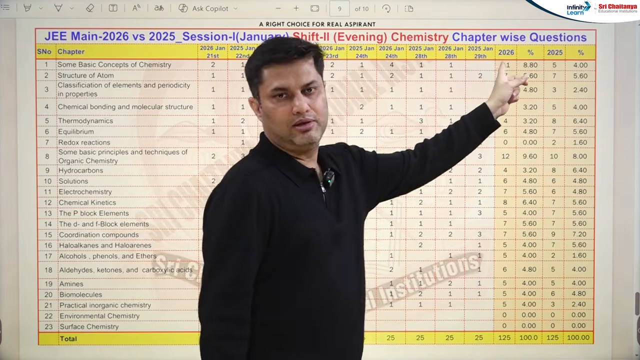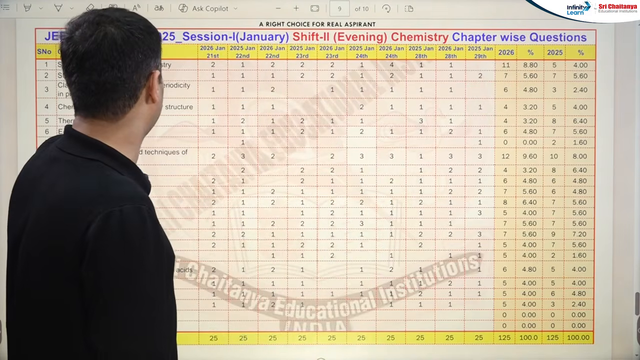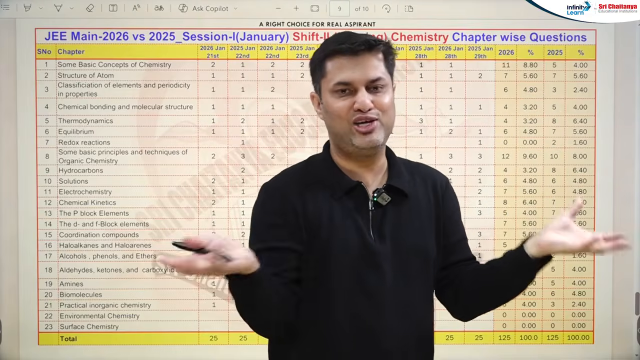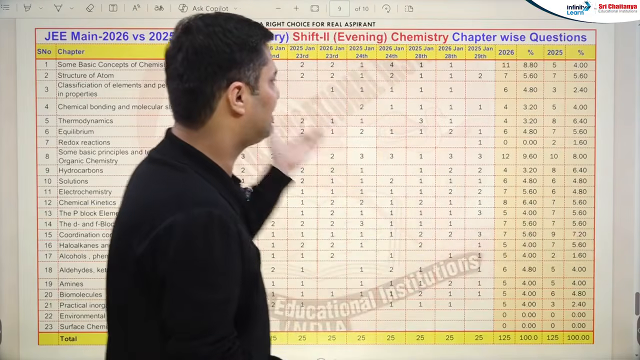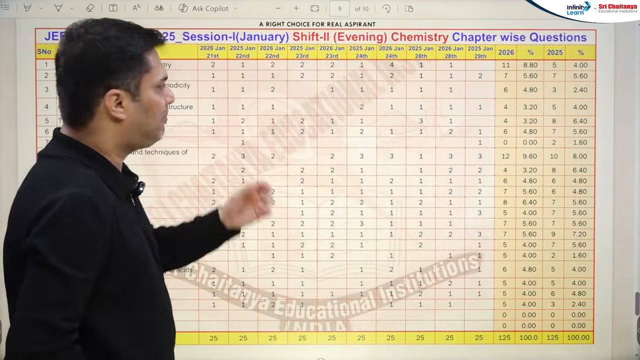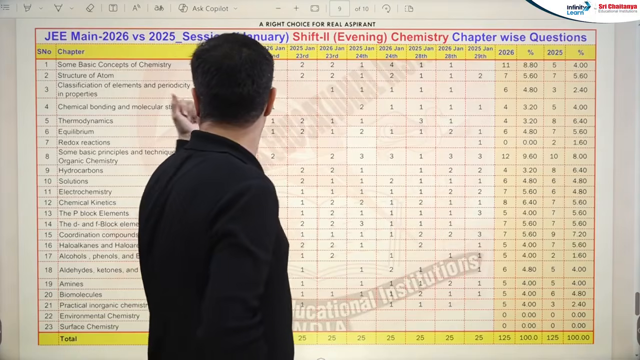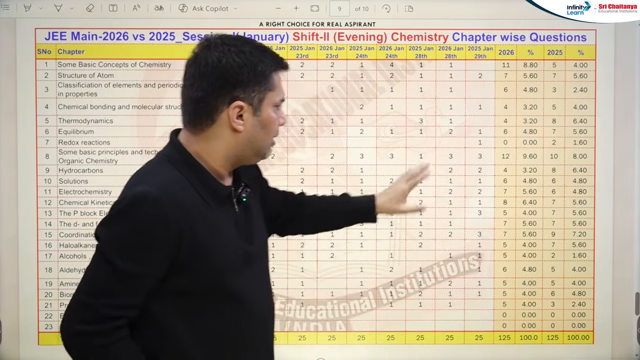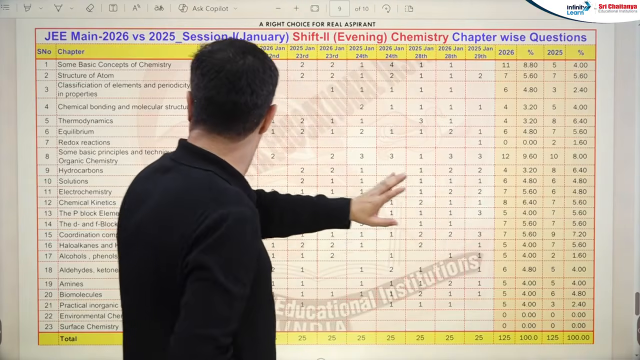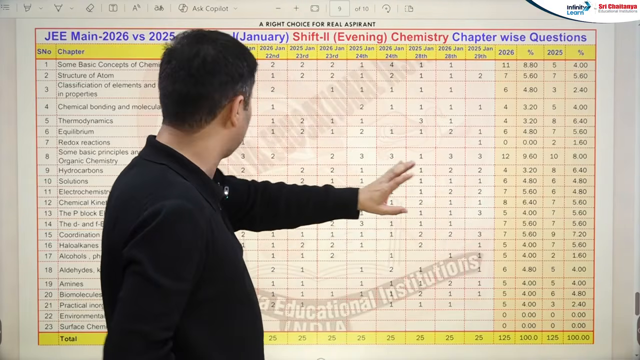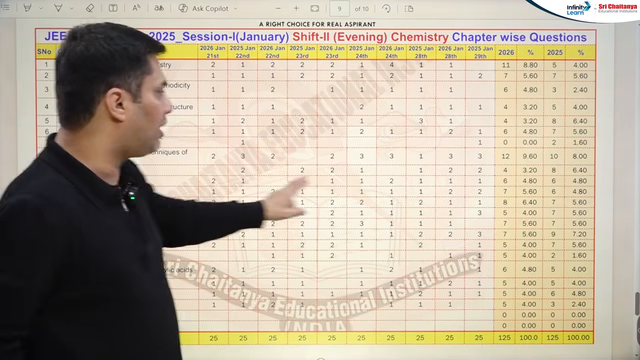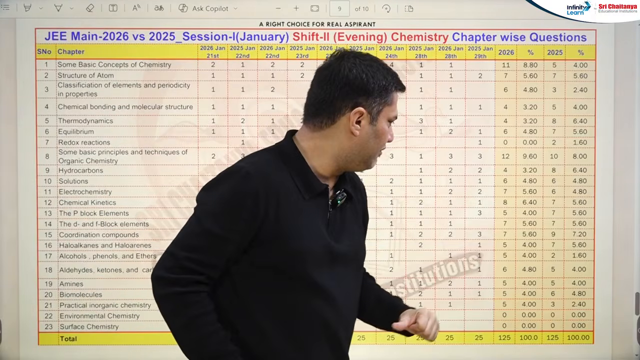Yes, 11. Some basic concepts of chemistry was down, but in the evening shift it was high. So either way you have to solve this chapter because it's the increment in the evening shift. Again, the remarkable change in the periodic table. Periodic table, it's increased now in the evening shift. Otherwise 12 and 10, this is for GOC, I think, yes. GOC is slightly increased. 4 and 8, yes. Hydrocarbons has gone down in the evening shift.